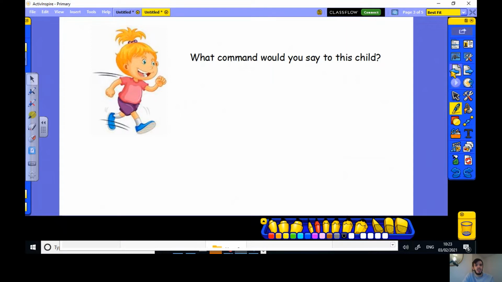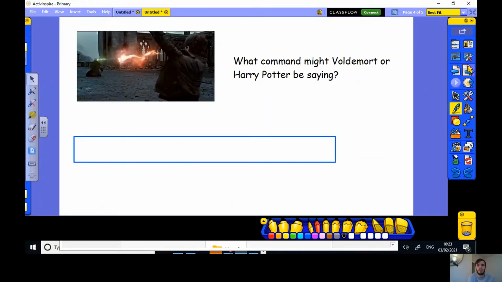Well done, I heard lots. Stop running now. Walking, please. Slow down immediately. Three different commands I might say to this child running in the corridor. What about here? What command might Voldemort or Harry Potter be saying? Pause the video and tell me through the computer.